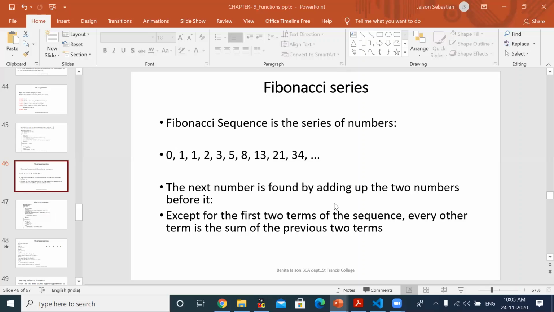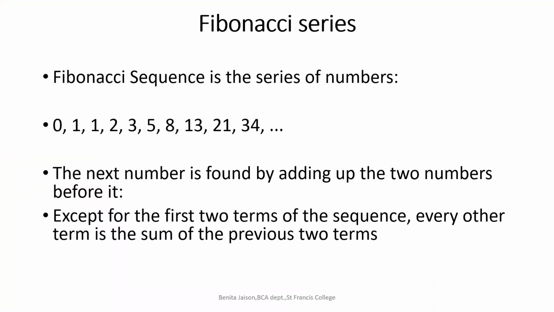So here, you know that it is nothing but a series of numbers. In maths, you might have seen different series of numbers, right? And you'll be getting many interview questions on series also, and there is a separate section for that itself. So Fibonacci series is a series of numbers in the order 0, 1, 1, 2, 3, 5, 8, 13, 21, 34. It's an infinite series.